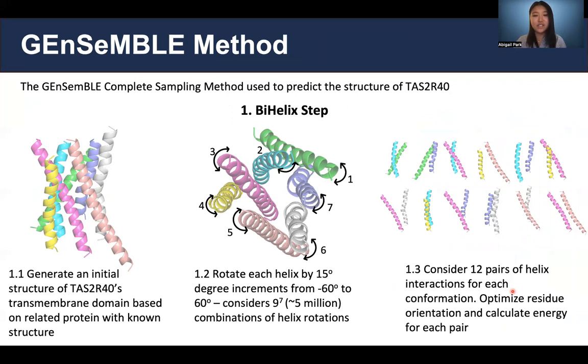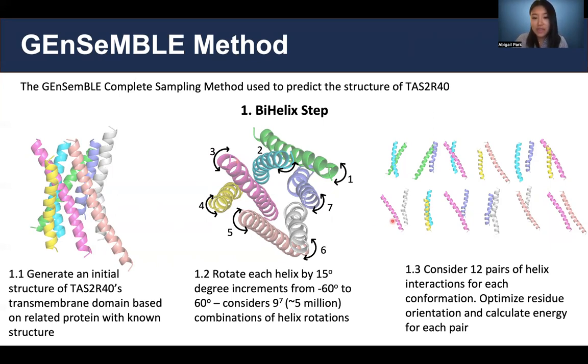So what this entails is first we generate an initial structure of the 7 helices that go through the membrane based on a related protein with known structure. And so this just gives us the initial position of all the helices. And then we rotate each helix by 15-degree increments from -60 to 60 degrees. And from this step, we generate around 5 million conformations just by trying out all the different combinations of helix rotations.